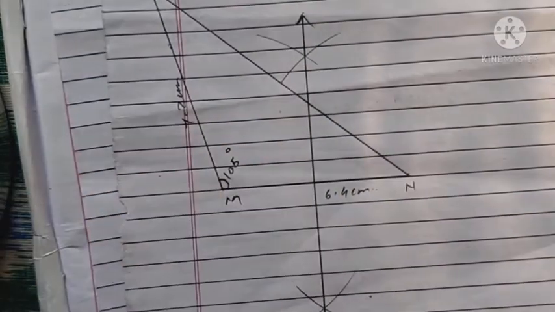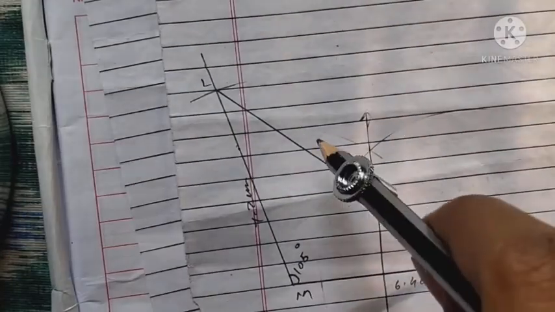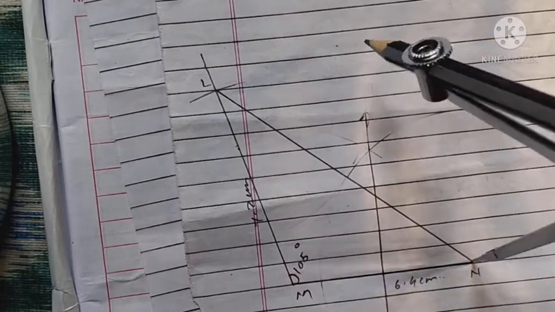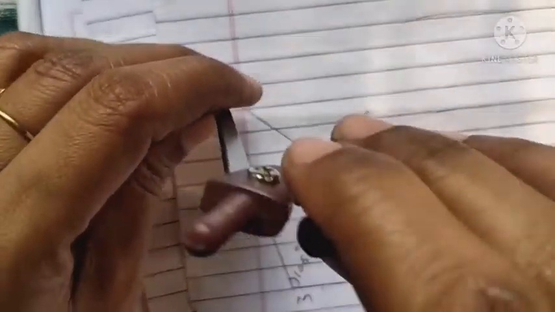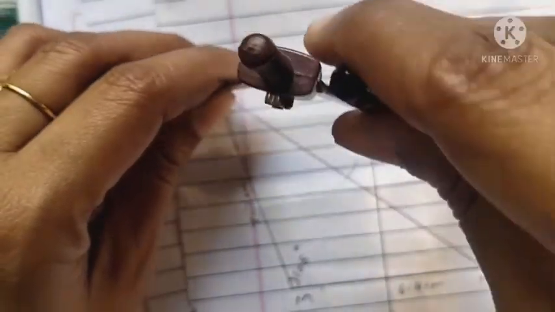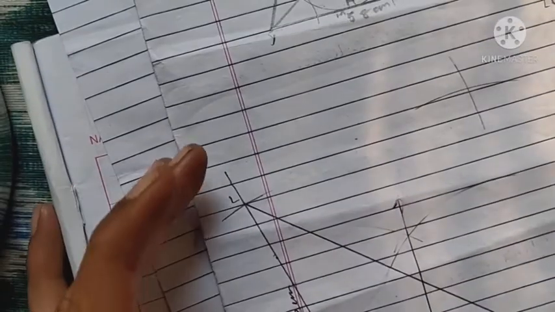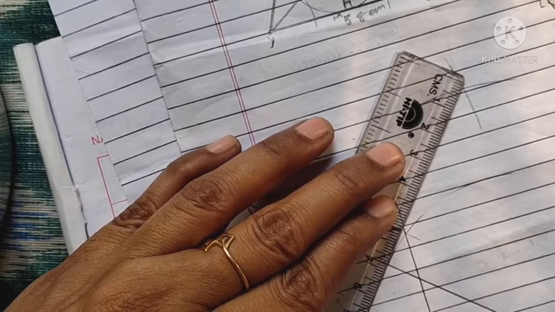Okay. Now next I am going to bisect side LN. To bisect LN, take more than half distance, place the tip on the first point and draw two arcs above and below, that means front and back. Then place the tip of the compass on the other point and intersect the previous arcs. So this is the bisector of side LN. Join these points.